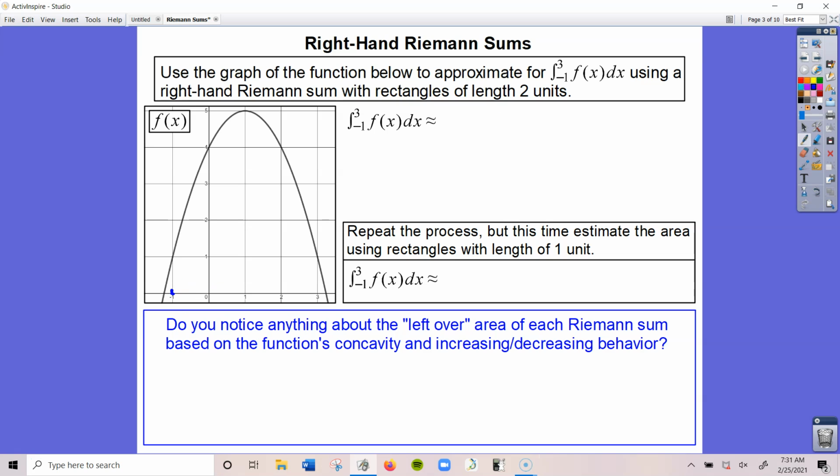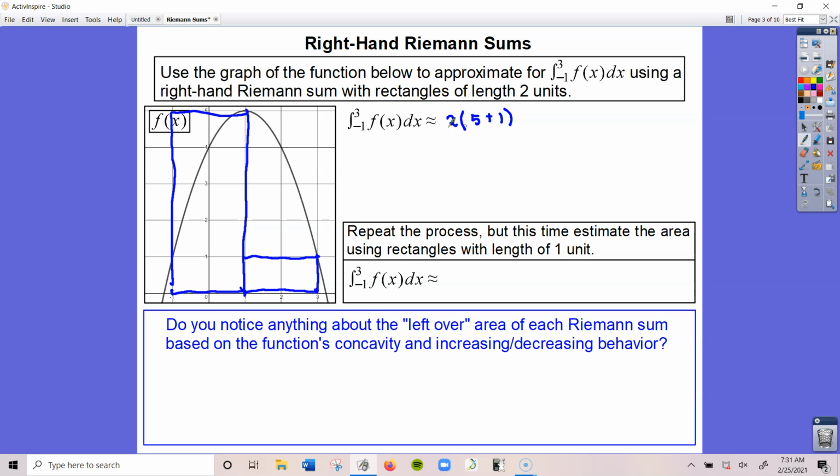We're starting at -1, 2 units. This is the right side. So this would be the rectangle that I would use. Then from 1 to 3, again, I'm using the right side. So then this is the rectangle I want to use. Now each one of these bases is 2. And then the height for the first rectangle is 5, plus the height of the second rectangle, which is 1.